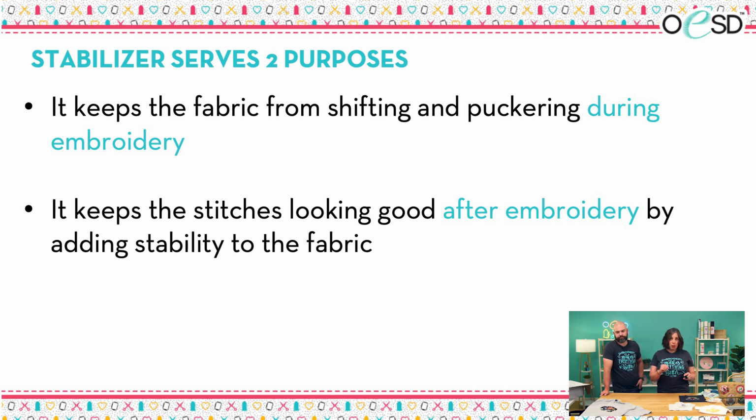The second purpose of stabilizer is to keep your embroidery looking good after you're done embroidering. So once it's out of the hoop and you've removed excess stabilizer and you're wearing it and it's out in your life, you want that embroidery to maintain the beautiful look it had when it was first completed. That's a good point. I know we often think about stabilizer for the first point, shifting and puckering while embroidering, but the after the fact is almost the forgotten part of why we need stabilizers.